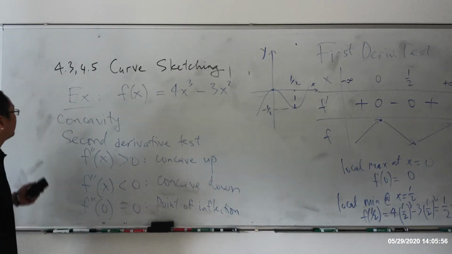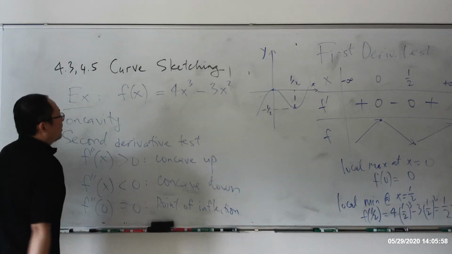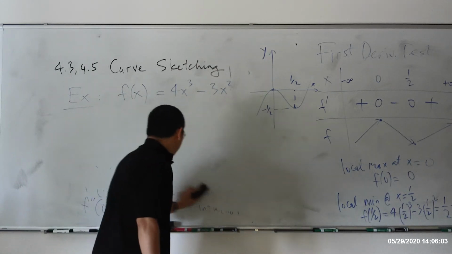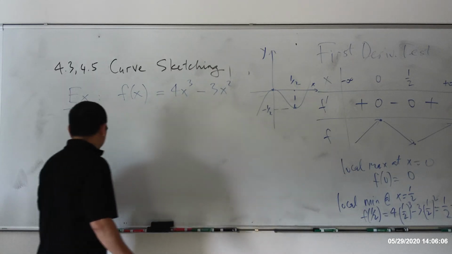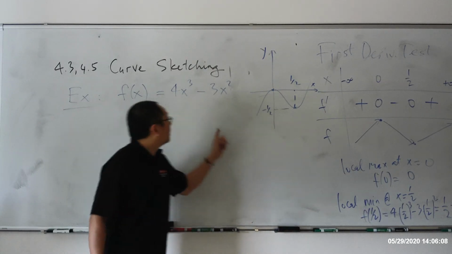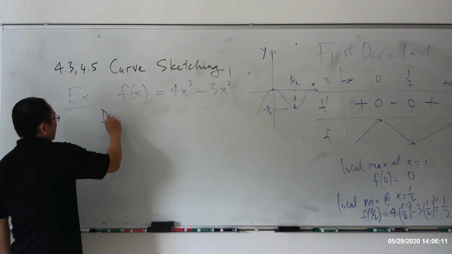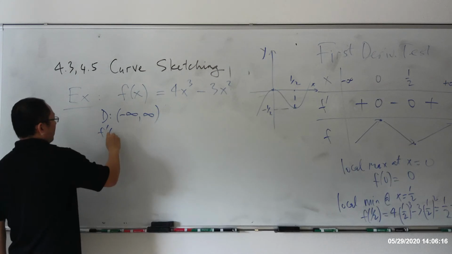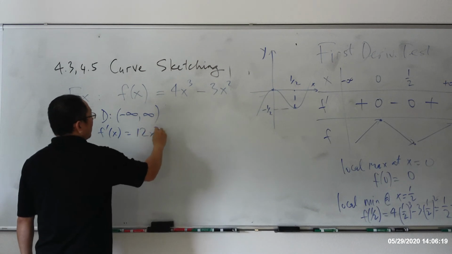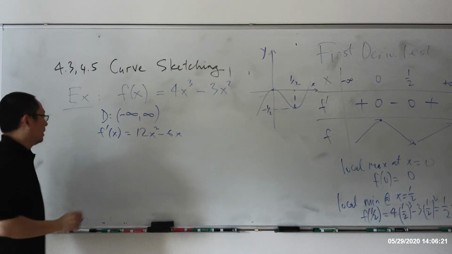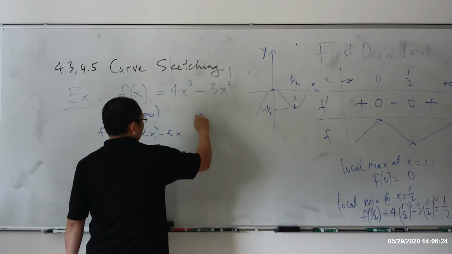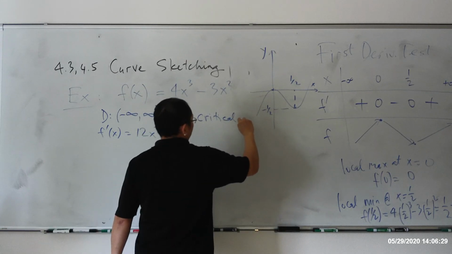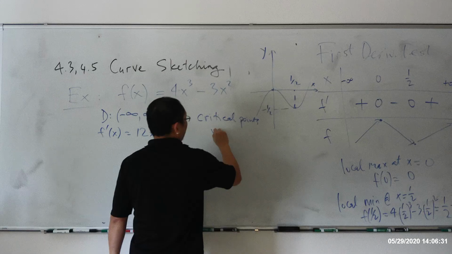So far, so good. Let me continue on this example then. I'm going to show you everything, not just monotonicity, increasing and decreasing, but also concavity in here. So I've got the domain is negative infinity to positive infinity. F prime of x is 12x squared minus 6x, right? And then we have two critical values, critical points, however you call it. X equal to 0.